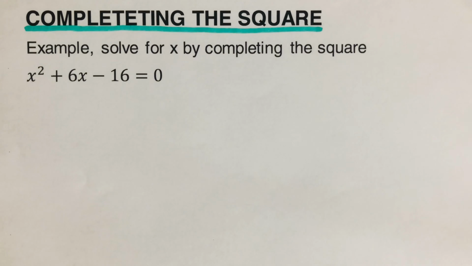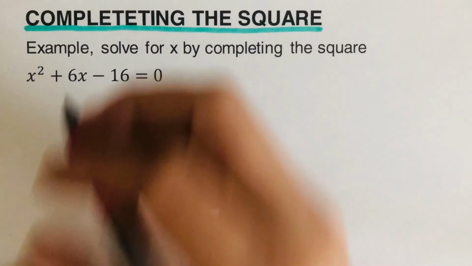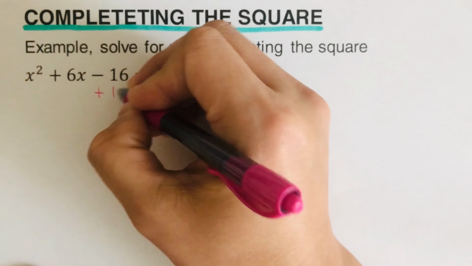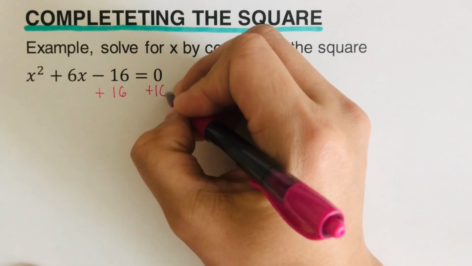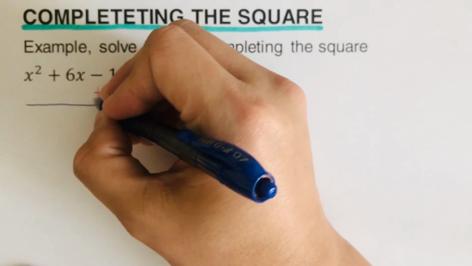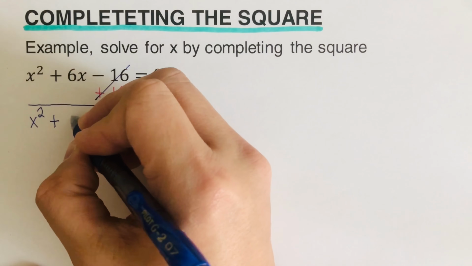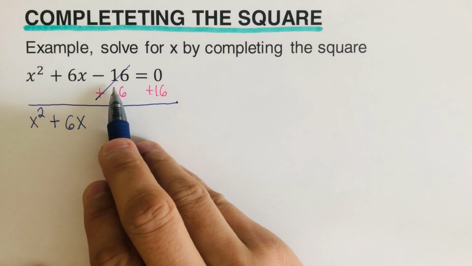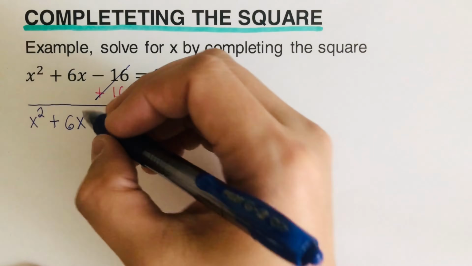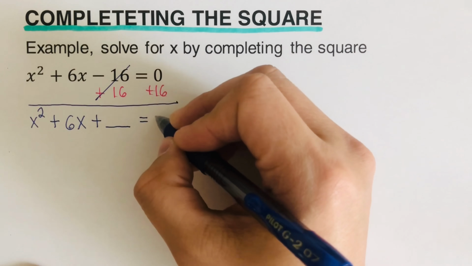These are the steps that we need to do in order to solve an equation by completing the square. First, we are going to put the constant into the right side of the equation. So that's a 16. I'm going to add 16 to both sides, so plus 16 and plus 16. Then I can go ahead and cross out the 16. Then I'm left with x squared plus 6x. Since nothing was left here because I crossed it out, I'm going to write plus blank is equal to 16.